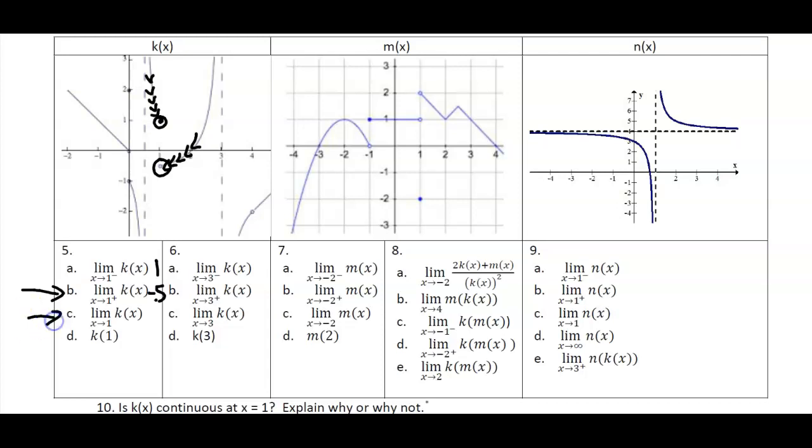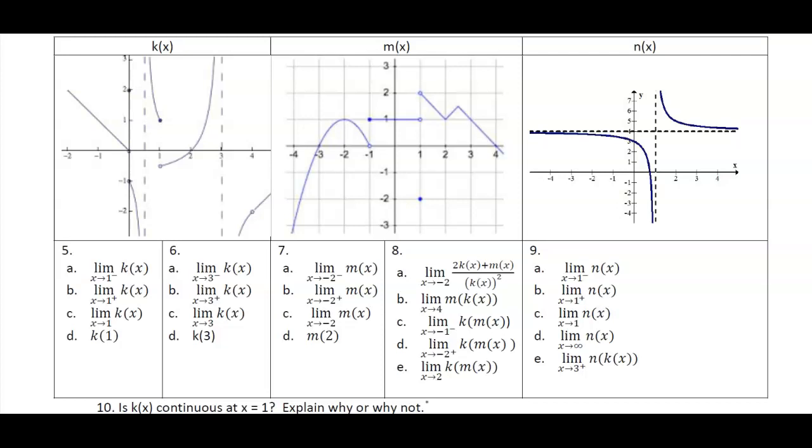So what's the limit? Well, it doesn't exist, because the limit from the left and the right are not the same. We have a jump discontinuity there, so the limit does not exist. But what is k of 1? Well, k of 1 is where the solid dot's at. And this is my solid dot. And so k of 1 is the y value at that point, which is 1. All right, so that's number 5. Let's go ahead and take a look at number 6.